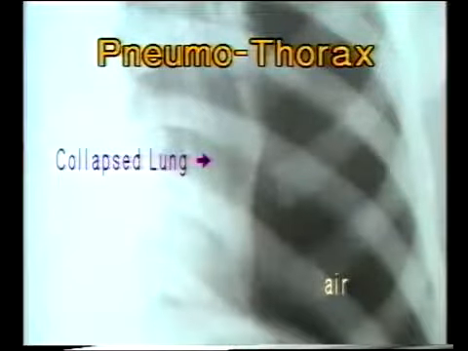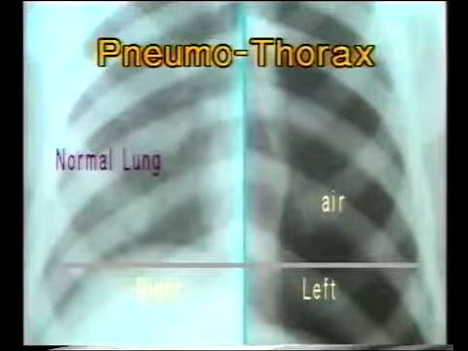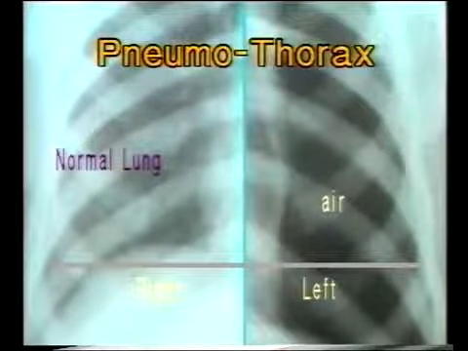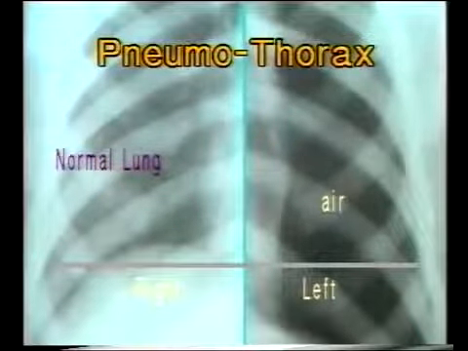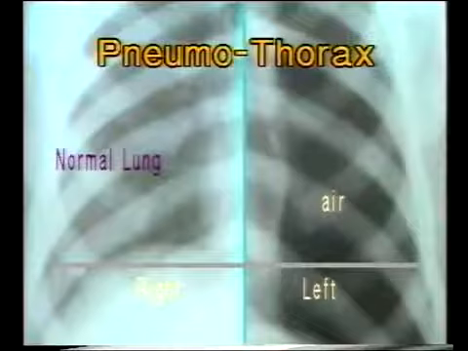the lung. Now in this view, compare the normal lung on the right side with pneumothorax on the left side. Absence of bronchovascular markings is better appreciated when compared with the normal lung on the opposite side.